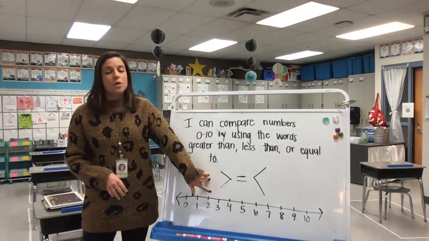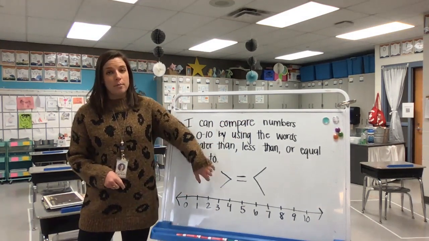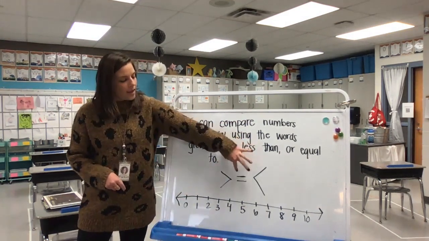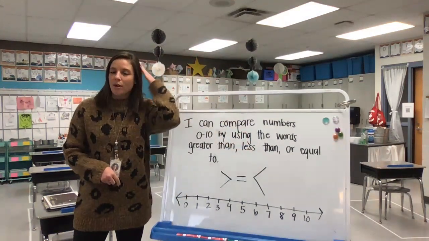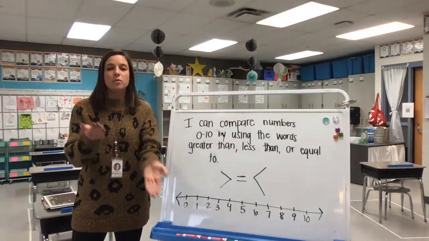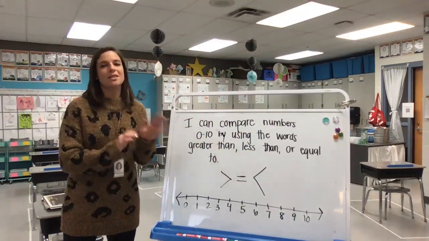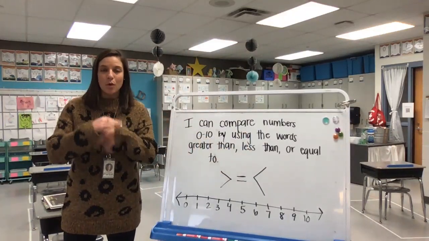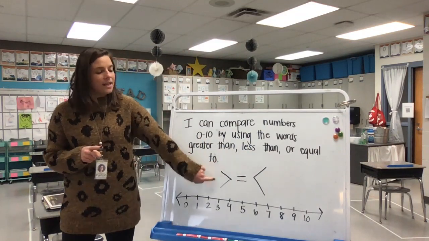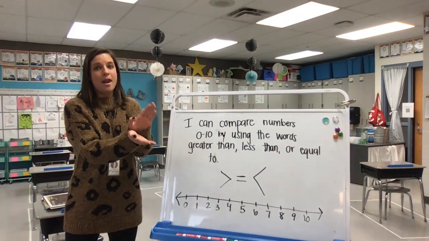And we're going to use our knowledge of our symbols, our alligator mouth, and equal sign to keep in the back of our brains to know when we compare numbers, we use these symbols to show that we know which one's greater, which one's less, and which ones are equal. The alligator always likes to eat the greater number.